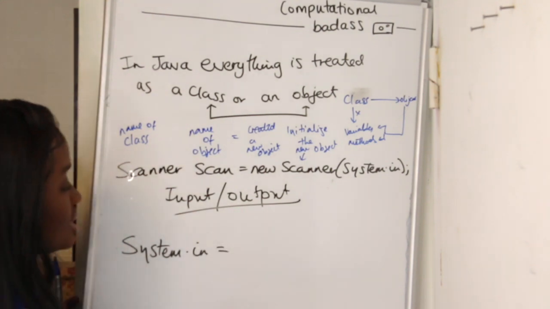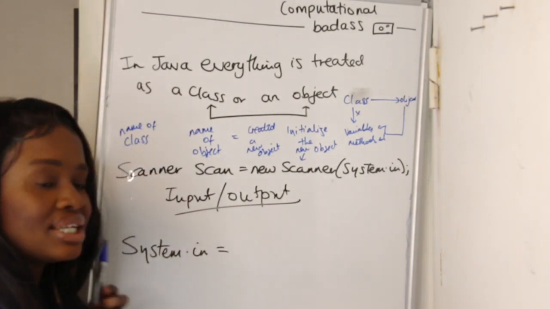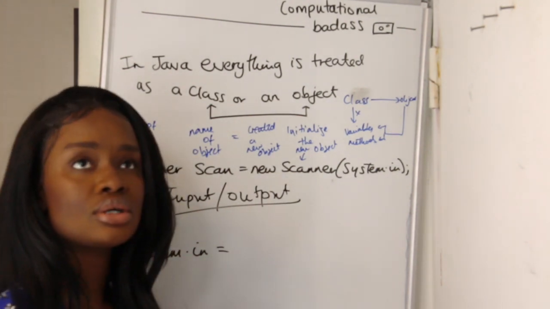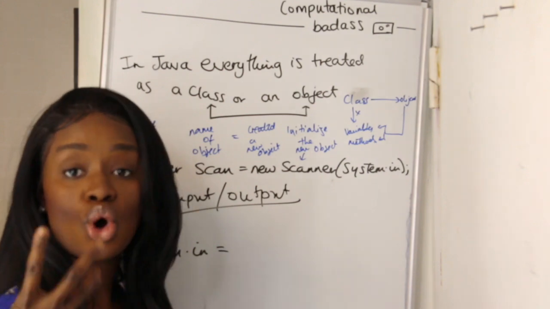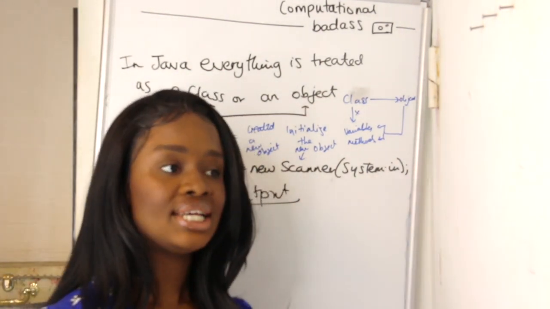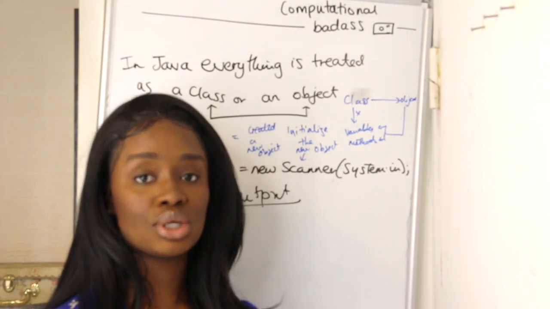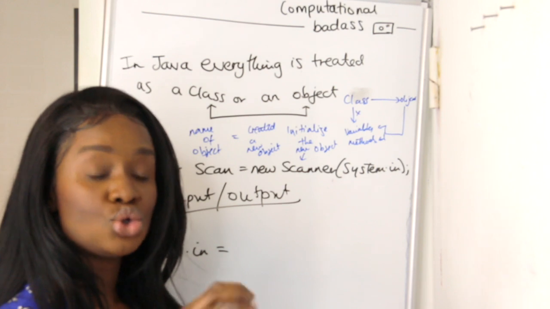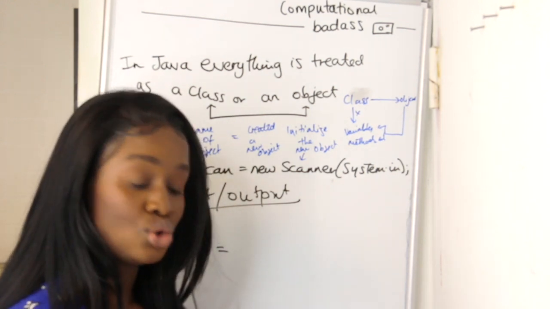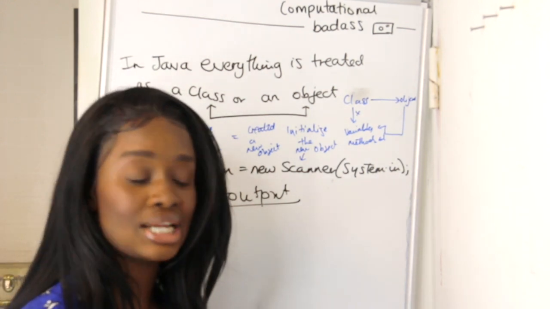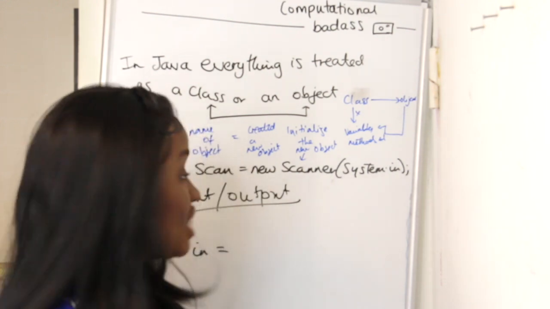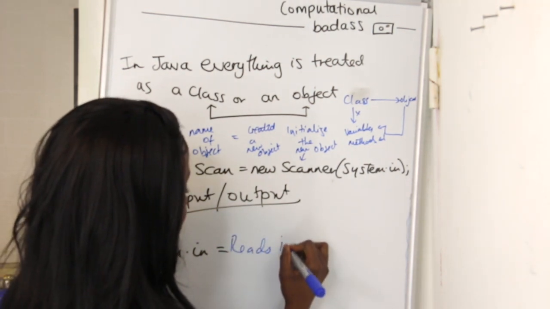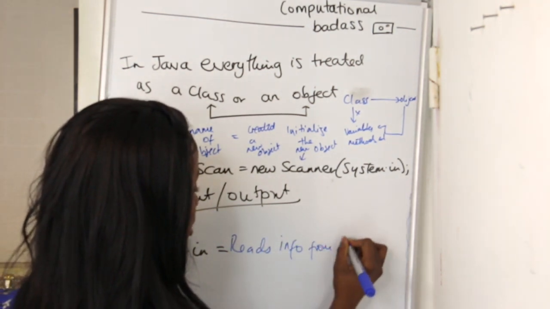and what that means is we want to read the data that the user has put on the keyboard. So if you want to use your Hotmail or your email, whatever email you use, it says enter username, enter password. So System.in is the code that is telling you to enter your username, and then when you type in whatever your username, your email address is, like computationalbadass@gmail.com, that input is what the computer reads. So it reads info from keyboard.